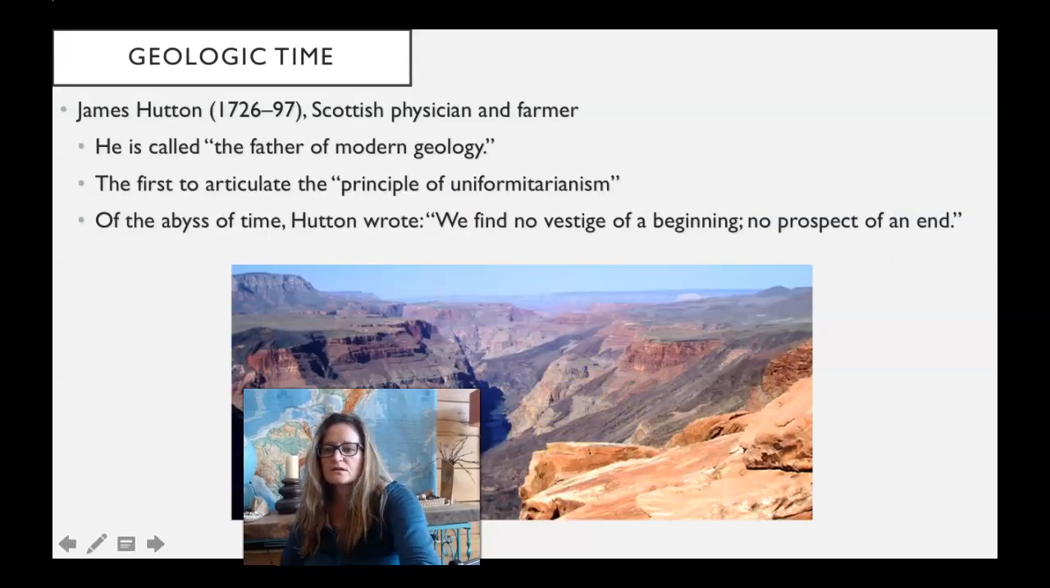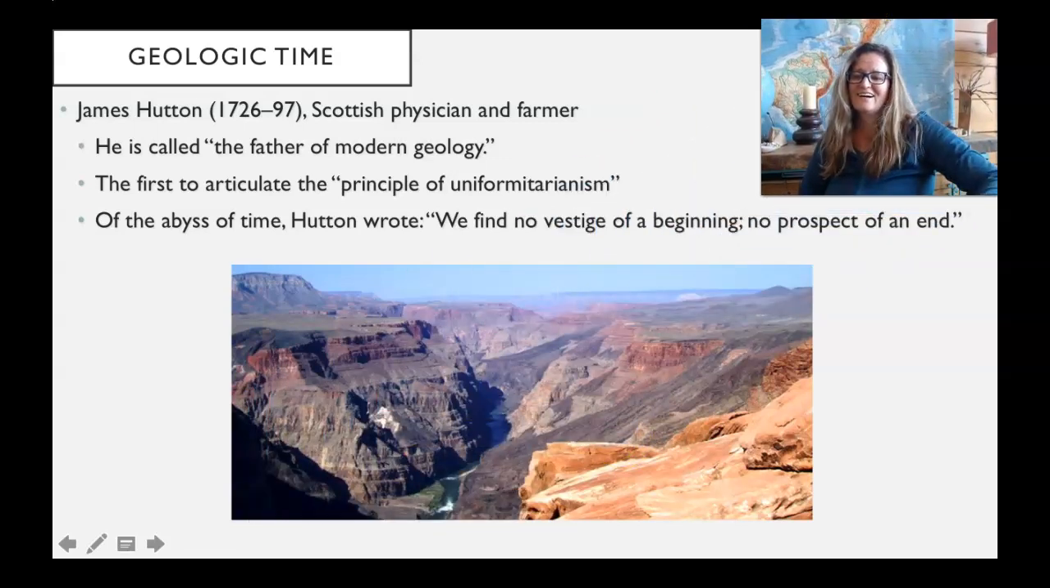James Hutton, he was a farmer, not a physician. No, he was a farmer and a physician. And he was in Scotland, and he is who we call the father of modern geology. He came up with that principle of uniformitarianism, where the present is the key to the past. And he wrote that we find no vestige of beginning and no prospect of an end, looking at geologic time as going on forever backwards in time and on forever forwards in time. So he realized, for the first time in the 1700s, how much time there was to geologic time.